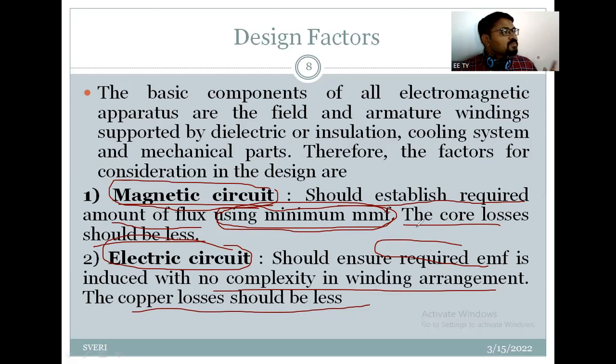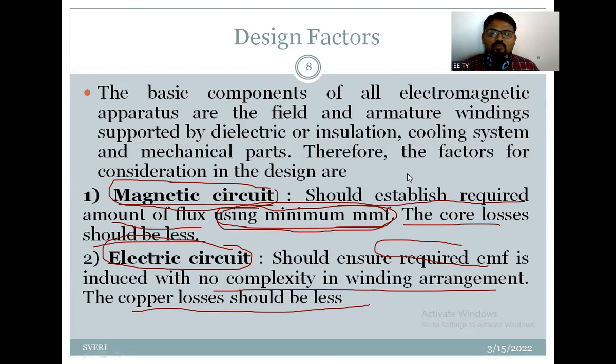There should be production of the required amount of magnetic flux, which is needed for proper working of that particular machine. And as far as the electric circuit is concerned, what you want is a required EMF, electromotive force. Okay, so this is my second point.